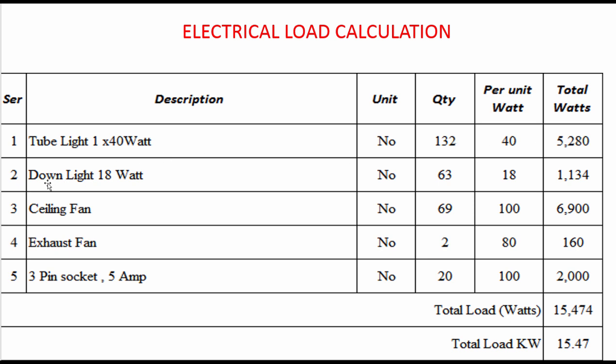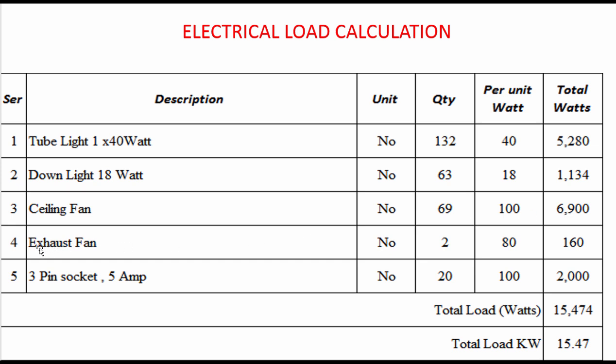After that we will see how many down lights, like 18 watt down light, and their quantity is 63. So we will multiply 63 with 18, and the total watts are 1134. And now we will see how many ceiling fans. We have 69 ceiling fans, and the watt used per unit is 100. So we have 6900 total watts.